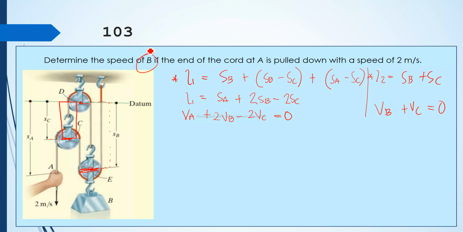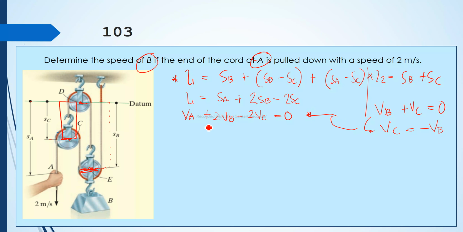Now let's see what we're going to do next. We need to find the velocity of B, and we are given the velocity of A. So we need to remove the redundant one here, that is the velocity of C. By this equation, you know that the velocity of C is equal to negative velocity of B. Then we just substitute that here.